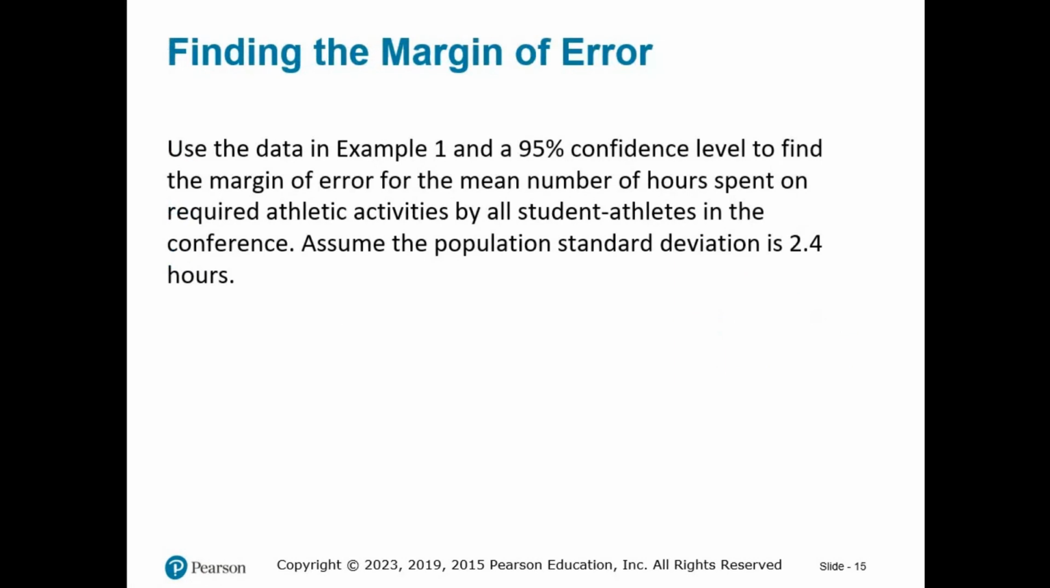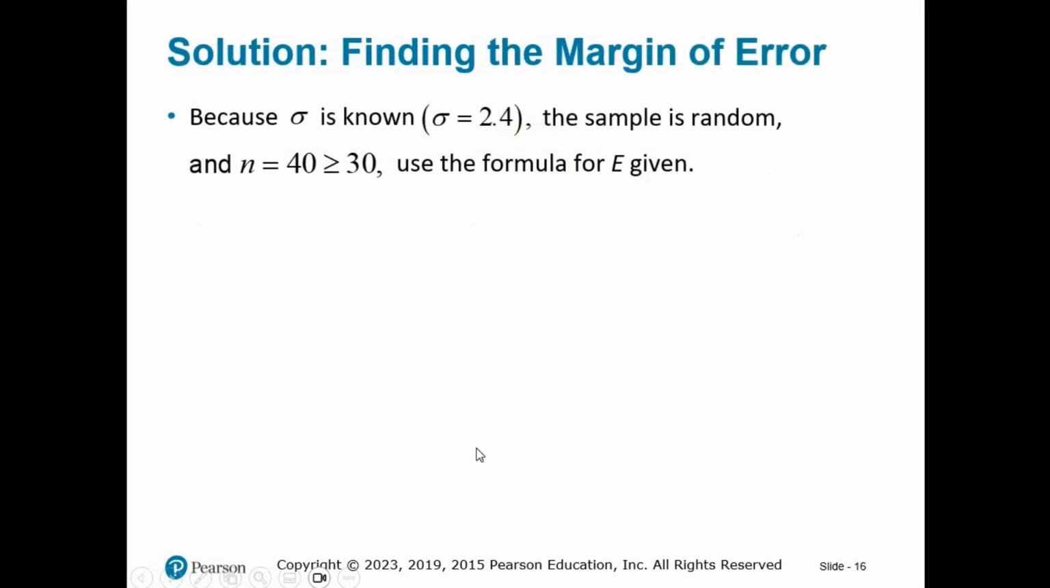Use the data in example 1 and a 95% confidence level to find the margin of error for the mean number of hours spent on required athletic activities by all student athletes in the conference. Assume the population standard deviation is 2.4 hours. It's important to note that we're working with a 95% confidence level here. Because sigma is known, the sample is random, and the sample size is greater than or equal to 30, it's 40, we can use the formula for E, or margin of error.